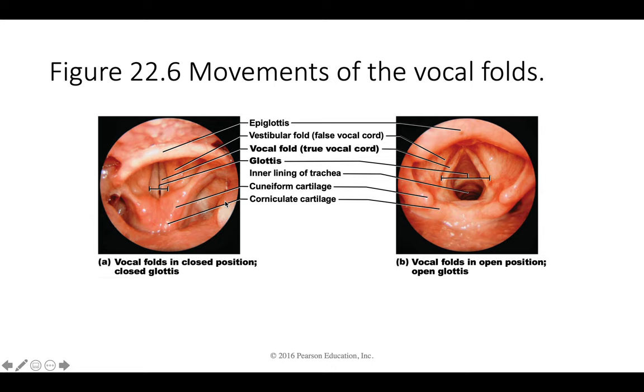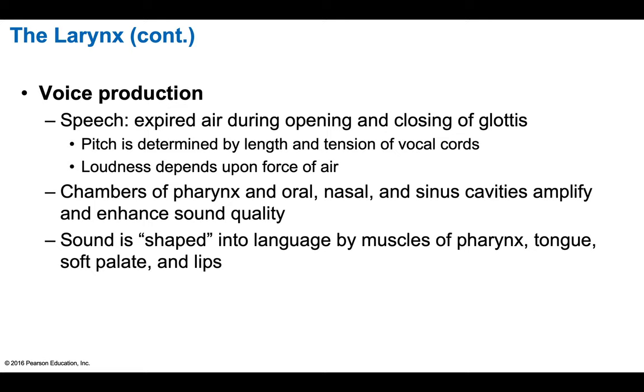Looking at voice production, speech involves the intermittent release of expired air as the glottis opens and closes. The length of the vocal folds and the size of the glottis change with the action of the laryngeal muscles that surround the cartilages. Now most of these muscles move the arytenoid cartilages. As the length and the tension of the vocal folds change, the pitch of the sound varies as well.